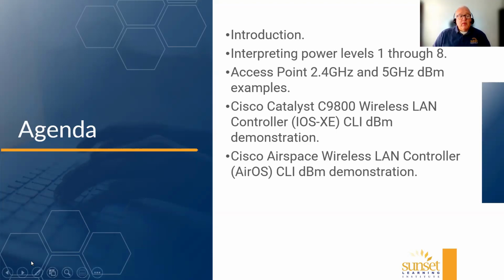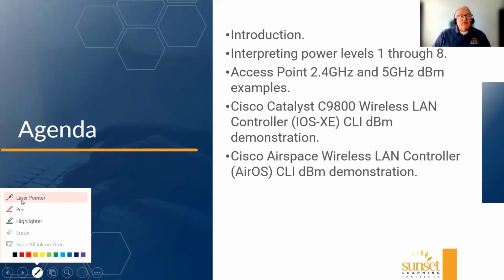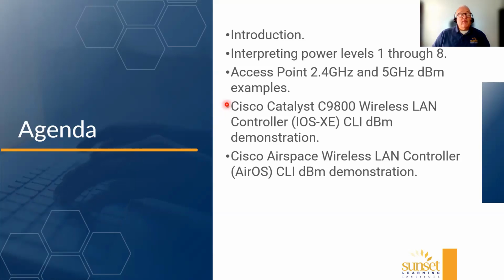In this recording, I'd also like to give a demonstration using the Cisco Catalyst C9800 wireless LAN controller. The Cisco Catalyst 9800 is the current controller Cisco would prefer that you use in your wireless network. The Cisco Airspace wireless LAN controller has been around for a while, it's tried and true, and it's a great controller. There are still a lot of them out there in production, so I would like to do a demonstration with the Airspace controller as well.